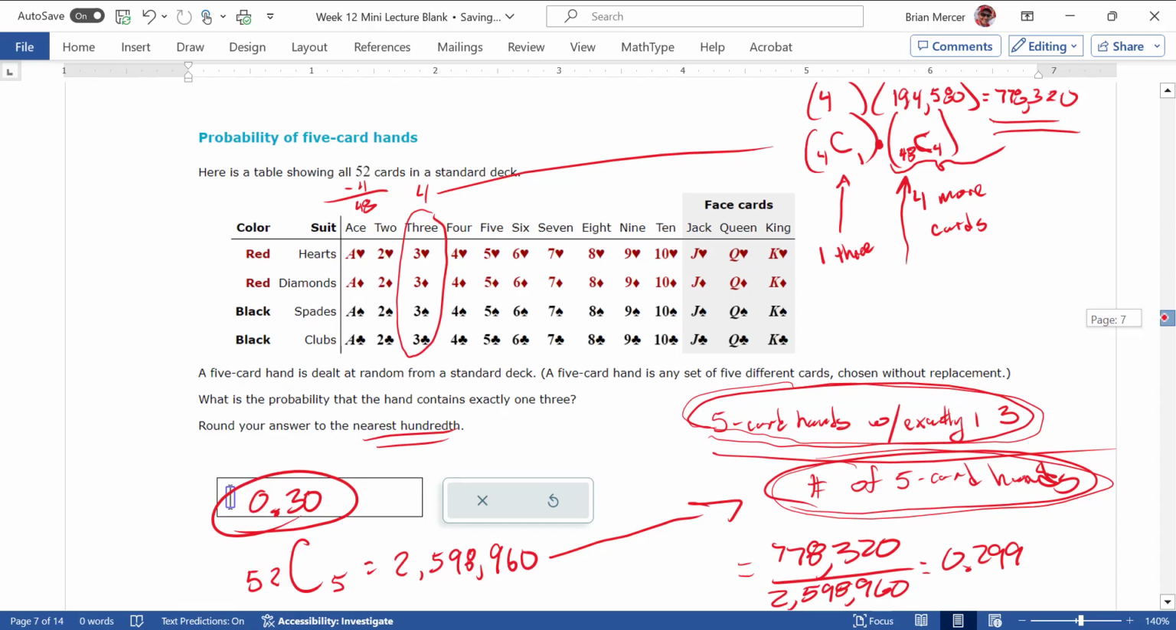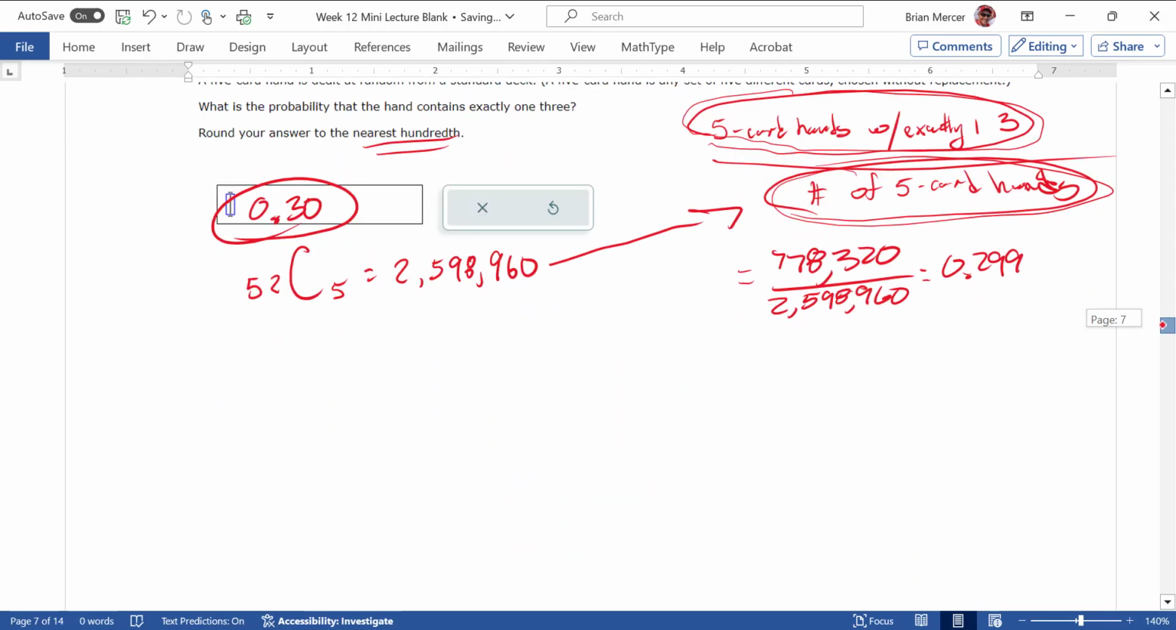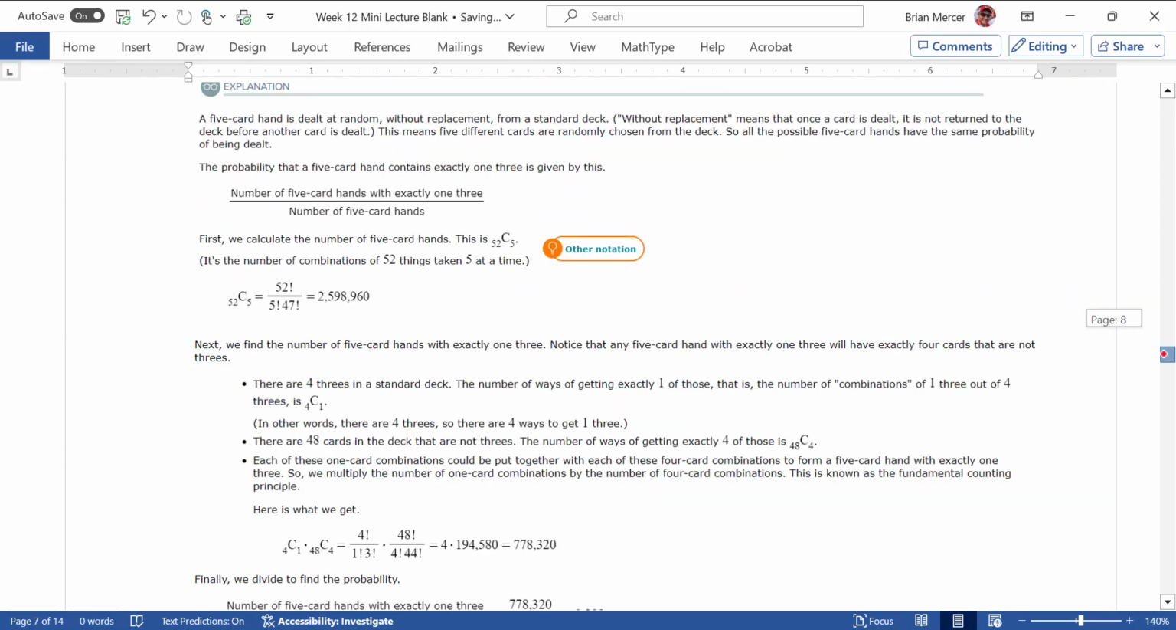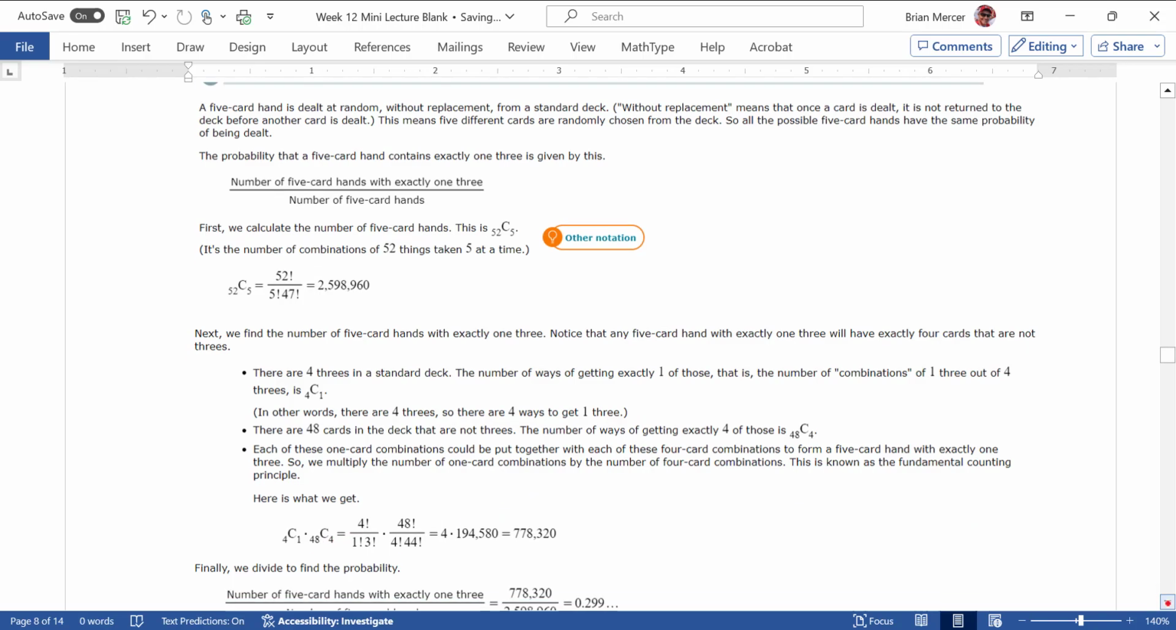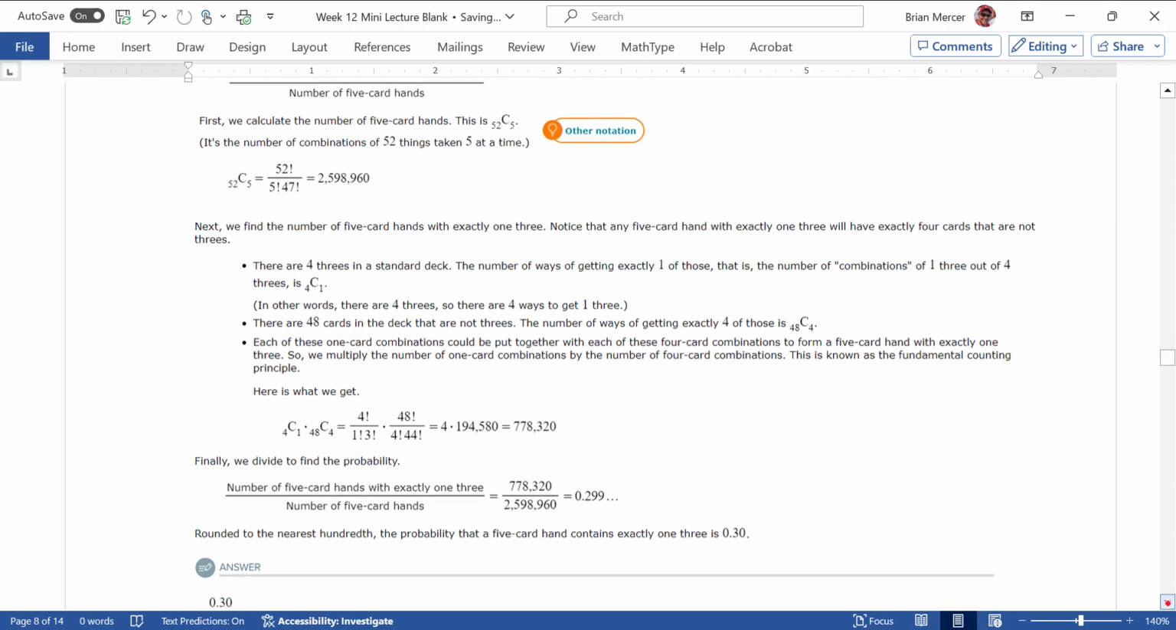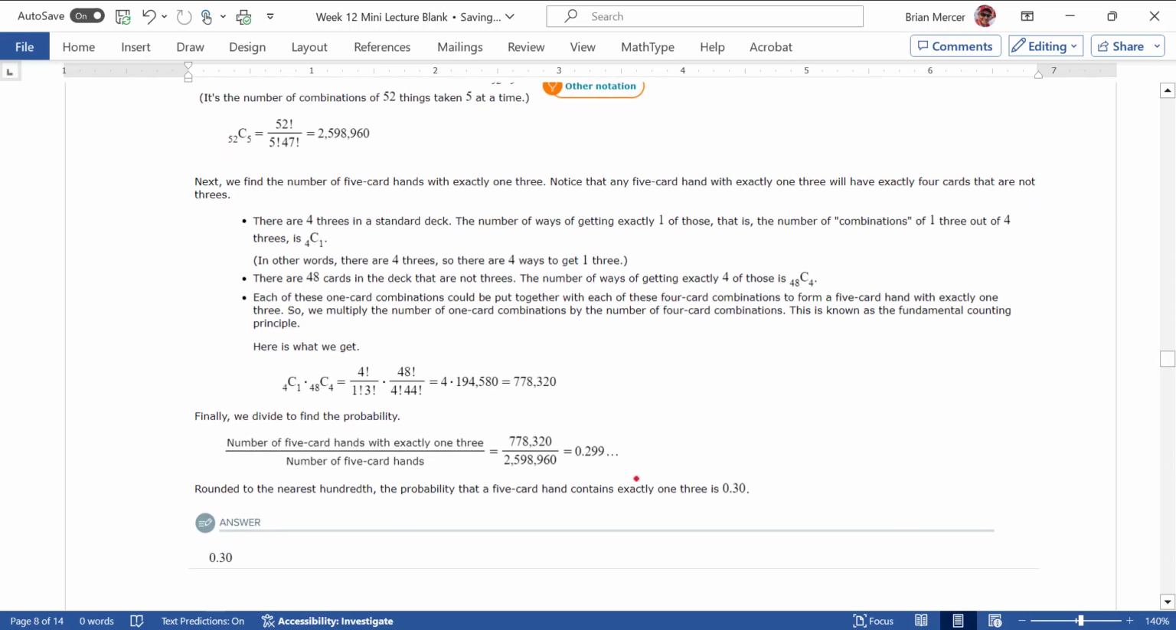I'll show you really quickly the ALEKS solution here. It's pretty much exactly the same. So number of 5-card hands with exactly 1 3. Number of 5-card hands total. There's the number of 5-card hands total. There's the number of 5-card hands with exactly 1 3. So again, that's that 4C1 times 48C4. And you can read any of that. That says more or less exactly the same thing I said. And final answer, same thing, we got 0.30.